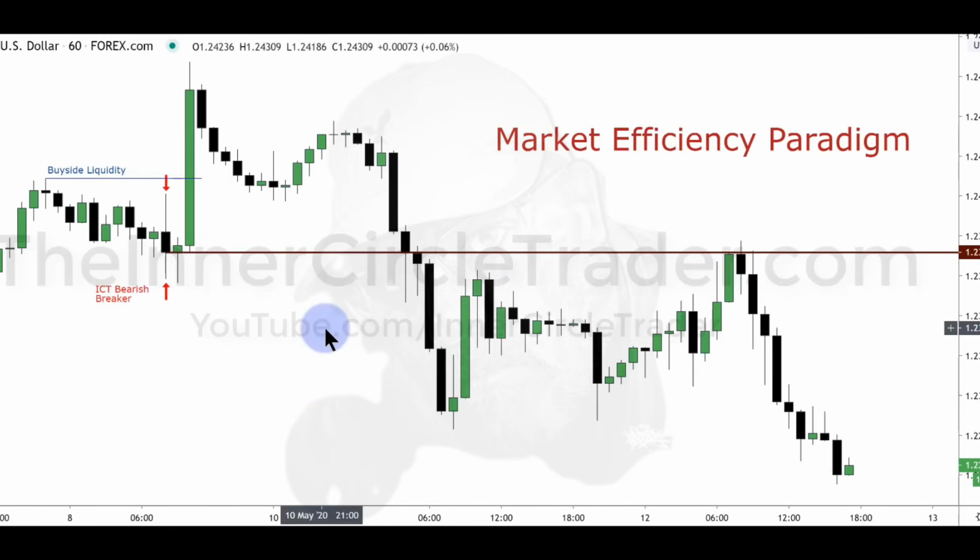This is the market efficiency paradigm, okay? And what is that? It's basically the narrative of why price goes where it does and why it reacts the way it does once it gets there. And where is it reaching to next? Okay, so this particular candle here cuts to the whole narrative immediately.